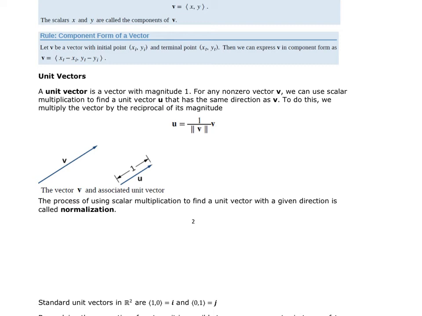A unit vector is a vector that has a length of 1. So a length of 1 means that we can take any vector and scale it down. And the way that we scale it down is we divide by the magnitude of the vector. So we find the magnitude of the vector, we divide it into each component of the vector, and then we have a unit vector, which means it now has a length of 1, but the directionality is maintained. The process of using scalar multiplication to find a unit vector is called normalization.